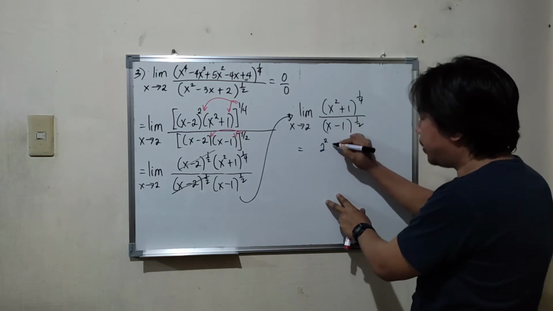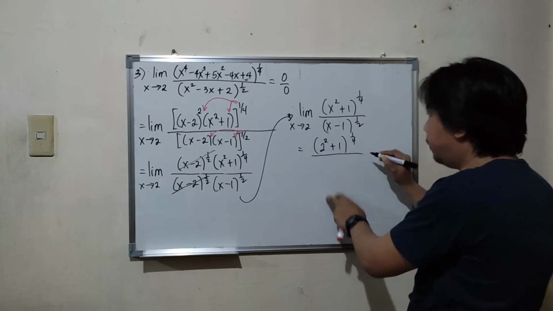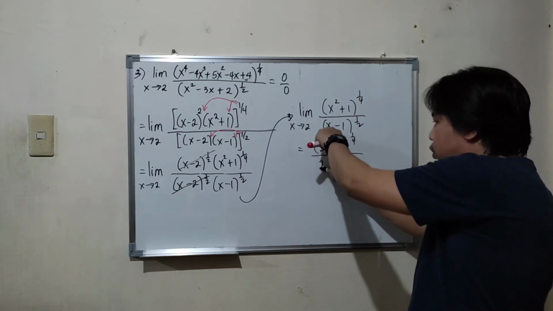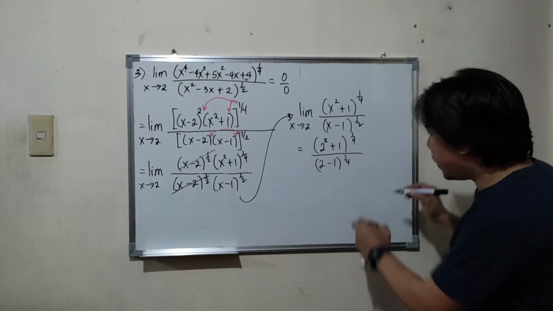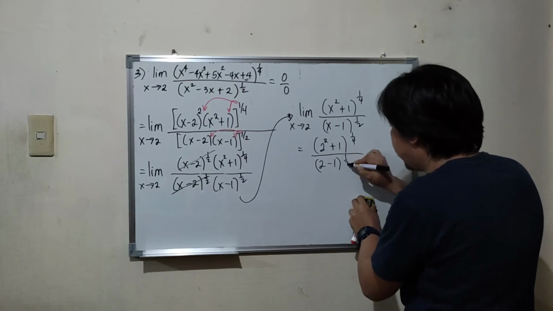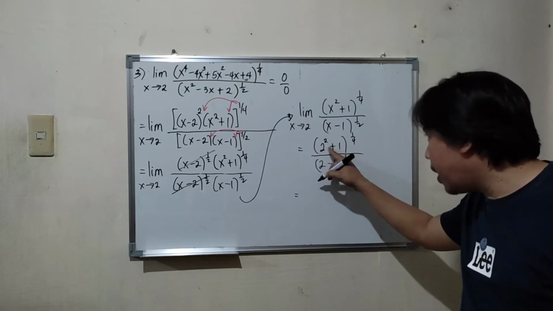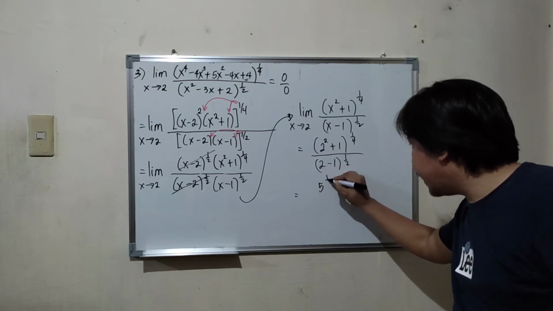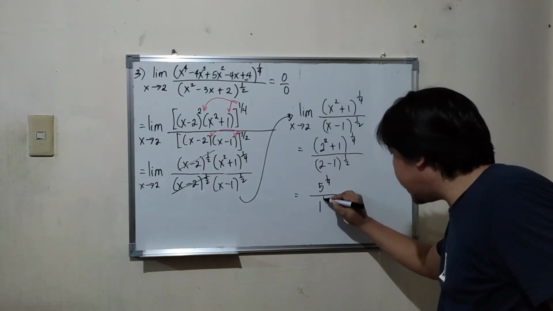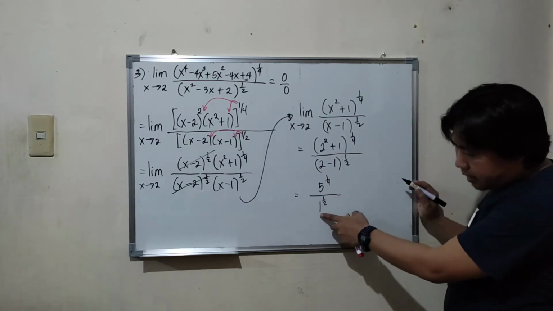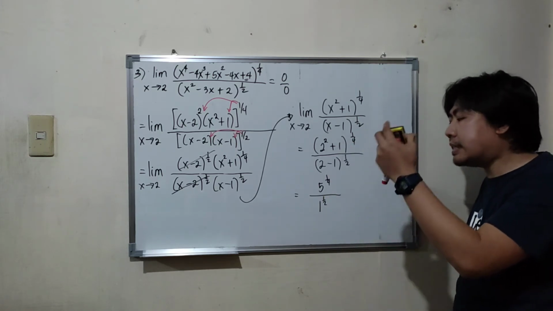So we have 2 squared plus 1, raised to 1/4, over, so substitute 2, 2 minus 1 raised to 1/2. Therefore, this is equal to 2 squared, that is 4 plus 1, so we have 5 raised to 1/4 over 2 minus 1, that is 1 raised to 1/2. Since the base is 1, 1 raised to 1/2, or square root of 1, is still 1.